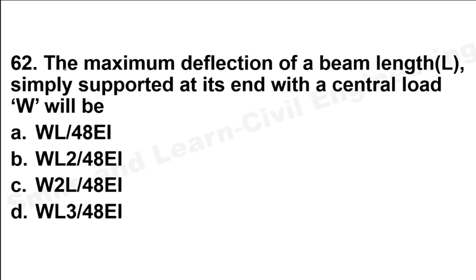Option A. 62, maximum deflection of a beam simply supported at its ends with a central load W will be WL cube by 48 EI. We all know this. This table you need to remember: 1/3 for cantilever with point load, 1/8 for cantilever with UDL. Okay. Next comes 1/48, next 5/384. These are just the coefficients in the bottom line. Okay, so you can remember with this trick only.